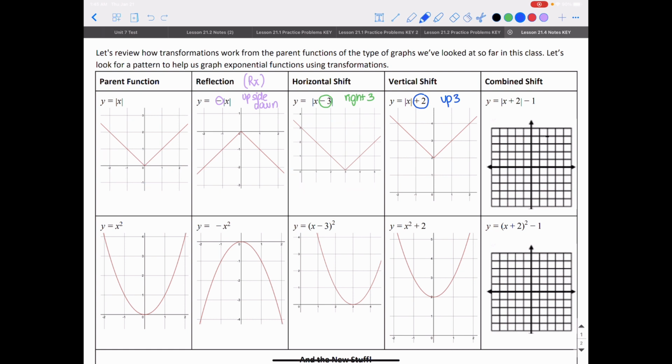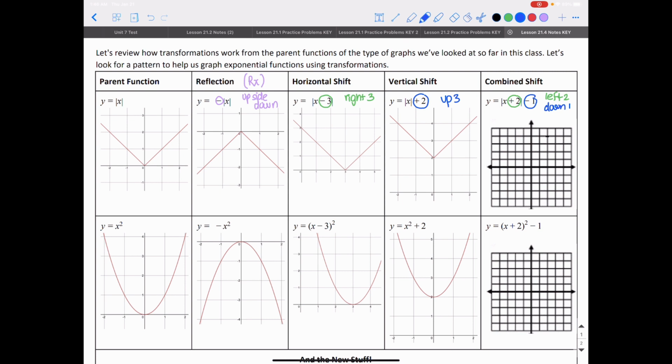It moved right 3. If I wanted a combined shift, which means a horizontal shift and a vertical shift at the same time, I could add 2 inside of the absolute value and subtract 1 outside of the absolute value. I could have something happening inside and outside. If I have something being added inside of the absolute value, it means I'm moving left. So in this case, left 2. And if I have subtracting outside, it means I'm moving down. And in this case, down 1.